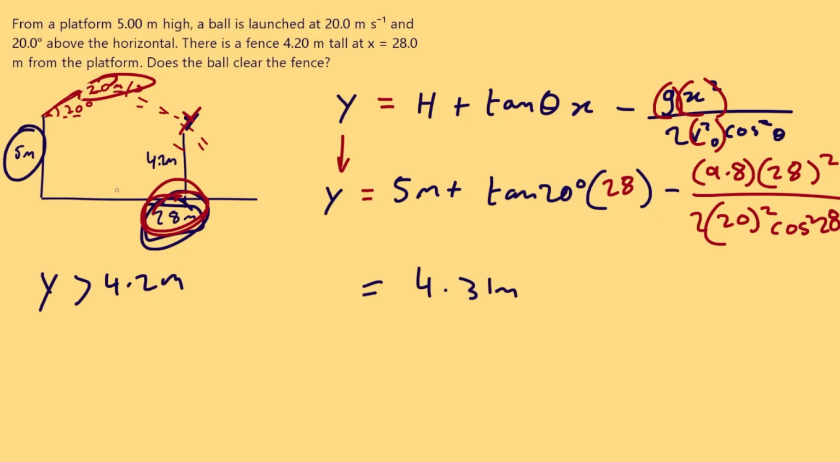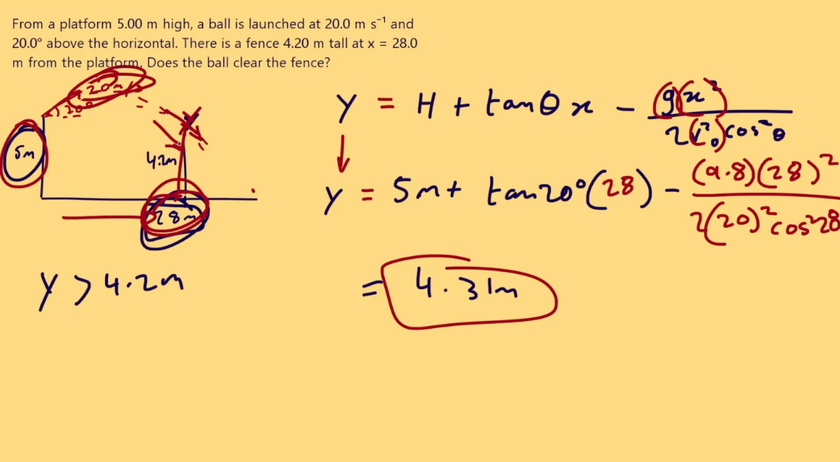So what this means is if you launch a ball 20 degrees up at 20 meters per second from a 5 meter platform, by the time it has traveled 28 meters in the forward direction, it will be 4.31 meters above the ground. So it does clear this 4.2 meter fence. Our ball just makes it by about 10 centimeters. A small change in speed and angle would matter a lot here. If you're a little bit slower, you probably wouldn't make it.